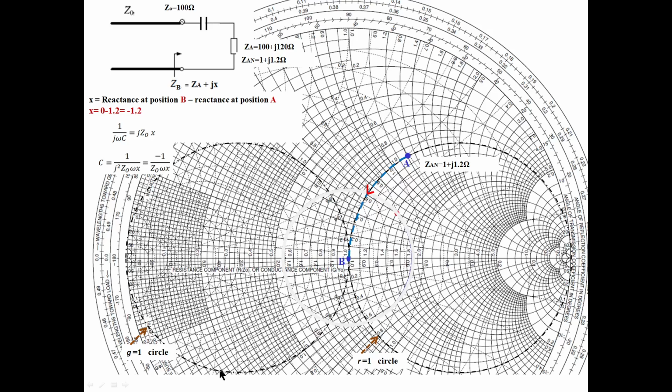The G is equal to one circle is passing through the center of the Smith chart. Similarly, the R is equal to one circle passes through the center of the Smith chart. So if you are on the R is equal to one circle or the G is equal to one circle, you can reach the center by moving only once. If you are here, you can move like this on the conductance circle, moving in the clockwise direction, and reach here. Or if the point is here, you can move like this and reach the one.